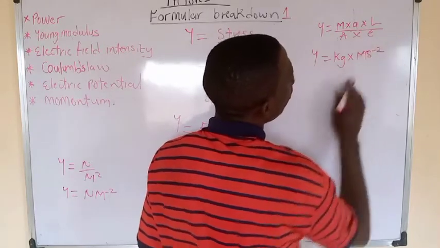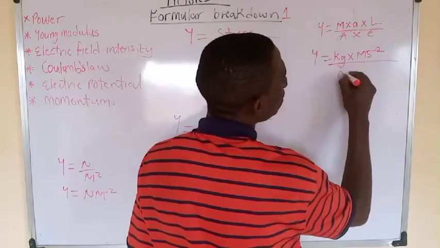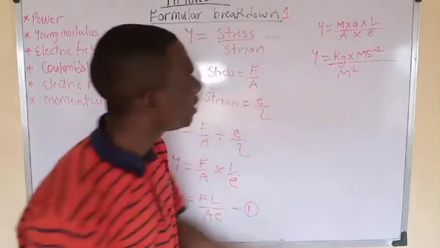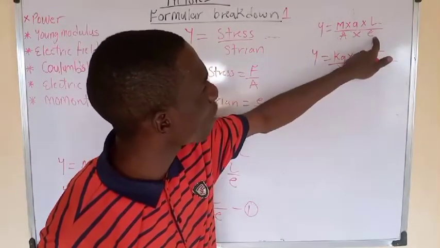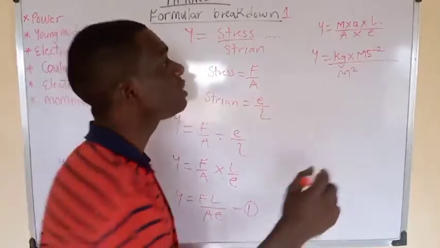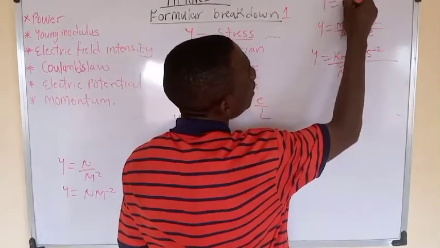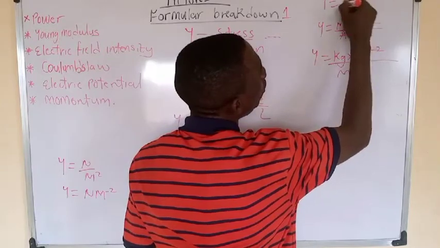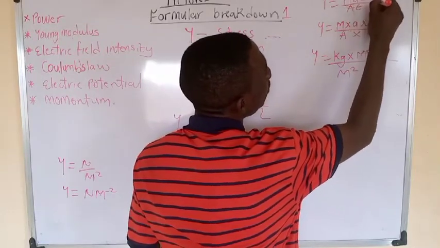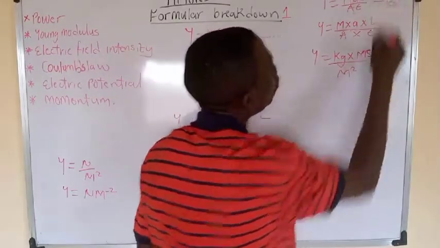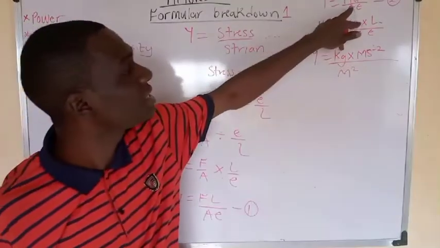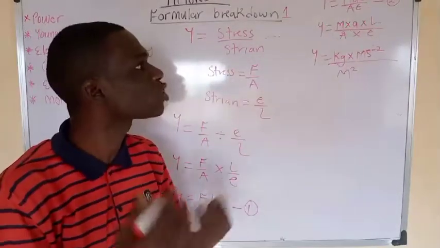per second square. Alright, divided by what? Meter square. Now the extension will cancel out. Alright, so even for this, we can say Young modulus formula Y can be equals to what? MAL over AE. You can call this equation 2. Alright, Young modulus formula can be written like this because CBT exams are so funny.